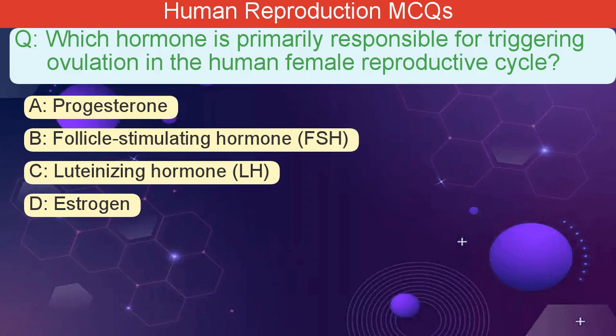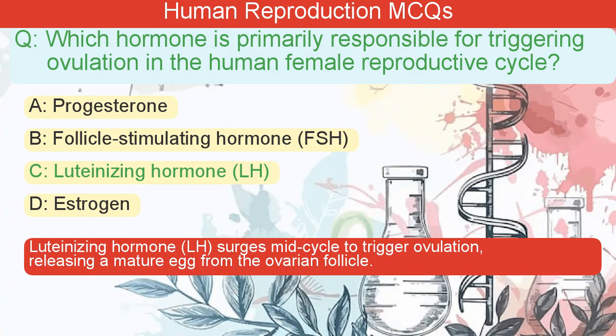Which hormone is primarily responsible for triggering ovulation in the human female reproductive cycle? A. Progesterone. B. Follicle stimulating hormone, FSH. C. Luteinizing hormone, LH. D. Estrogen. The correct answer is C. Luteinizing hormone, LH, surges mid-cycle to trigger ovulation, releasing a mature egg from the ovarian follicle.